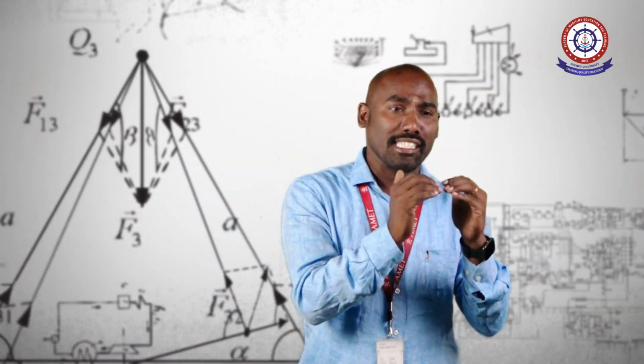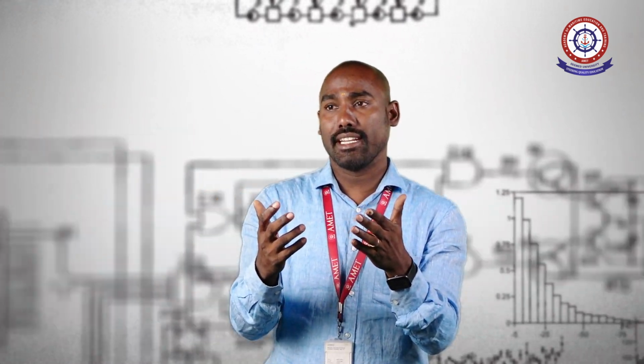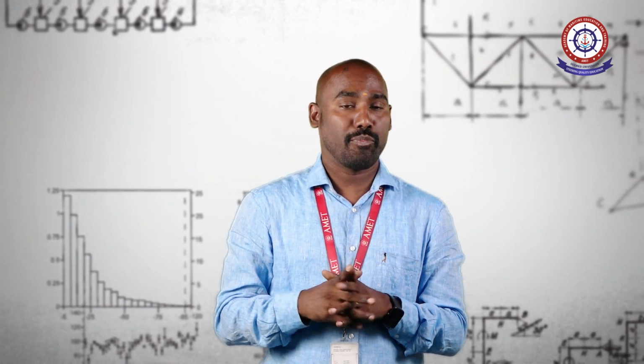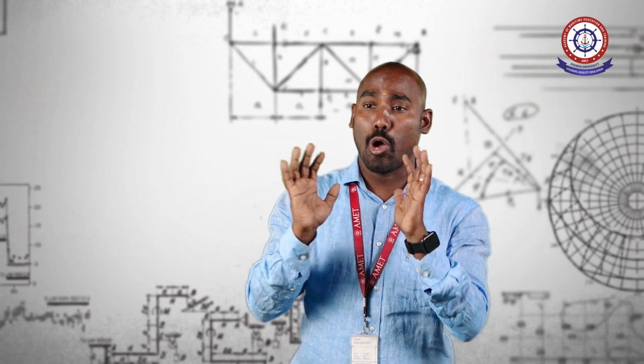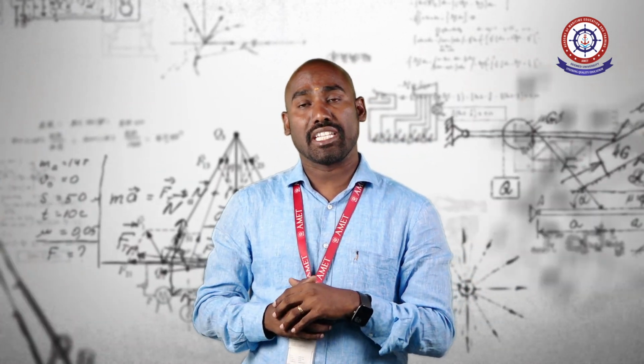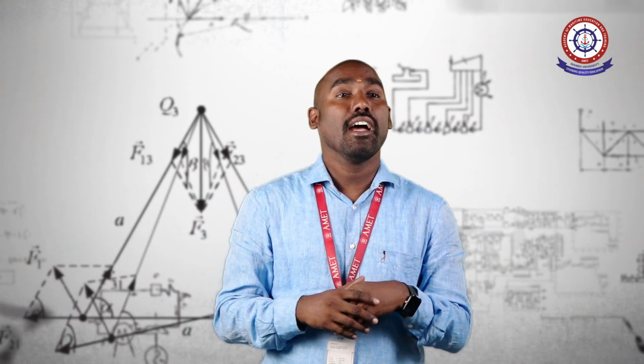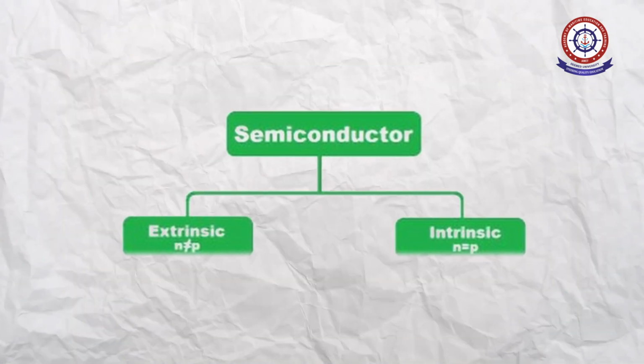If more than one material is combined together to form a semiconducting material, that will be called a compound semiconductor. This is one type of classification, based on composition. The second type of classification is what we have seen in the previous slide: extrinsic semiconductor and intrinsic semiconductor.